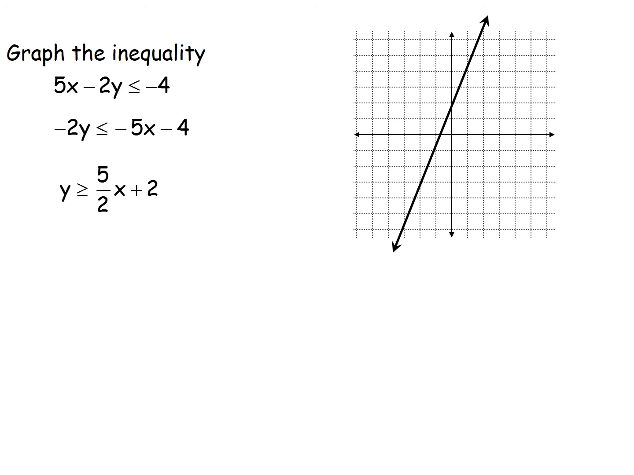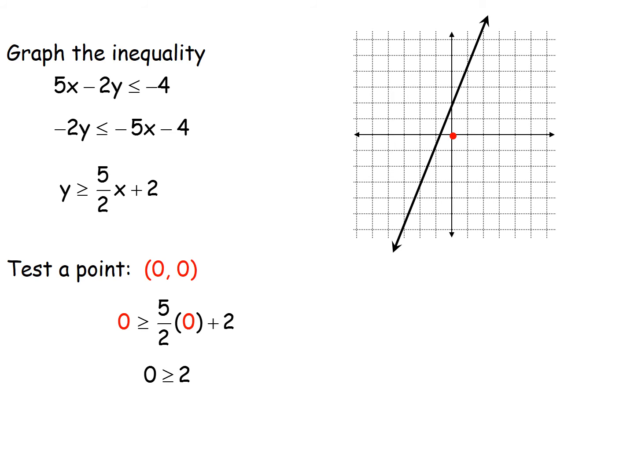Now the next part is just to figure out where the solution set is. I'm going to test the point, and the point I'm going to use again is the origin. I substitute 0 for x and 0 for y to see if it gives me a true statement. So I have 0 is greater than or equal to 5/2 times 0 plus 2. When I simplify the right side, I see that 0 is greater than or equal to 2. But that's not a true statement, so 0 is not part of the solution set. So I'm going to shade on the other side of the line, above the line.